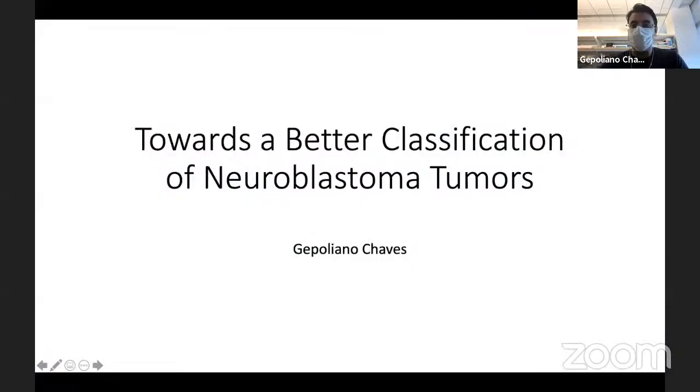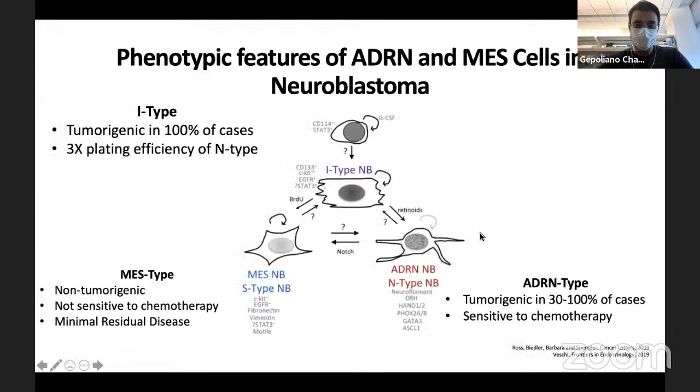I will share a couple of slides with you so that you can get a better sense of the types of answers that we can study with bioinformatics. I chose a title for this: Towards a Better Classification of Neuroblastoma Tumors. As Elia was saying, we can use a broad variety of data types to analyze tumors.